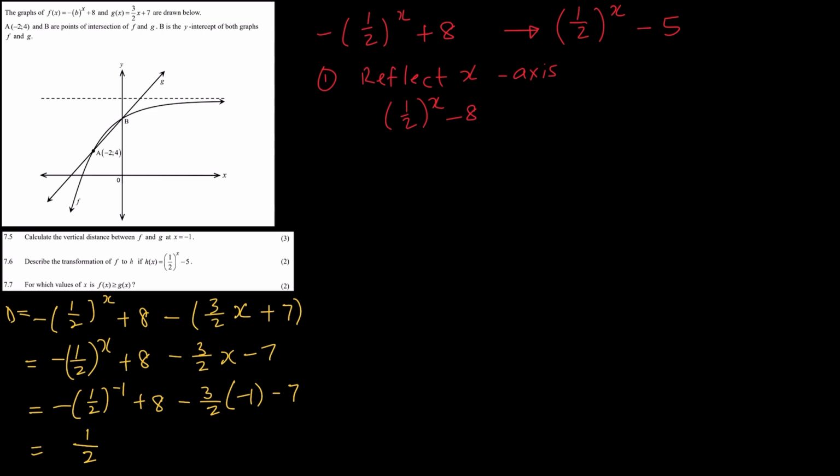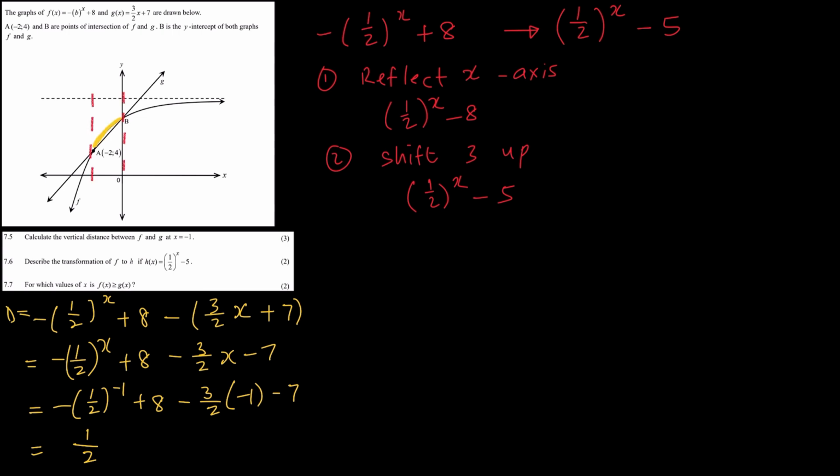Next, we want the minus 8 to become minus 5. So we need to shift the function up. And we need to shift it 3 units up. So if we shift it 3 units up, it's going to be minus 8 plus 3. And minus 8 plus 3 is minus 5. So that's basically what was done. It was a reflection on the x-axis, and then it was a translation 3 units up.